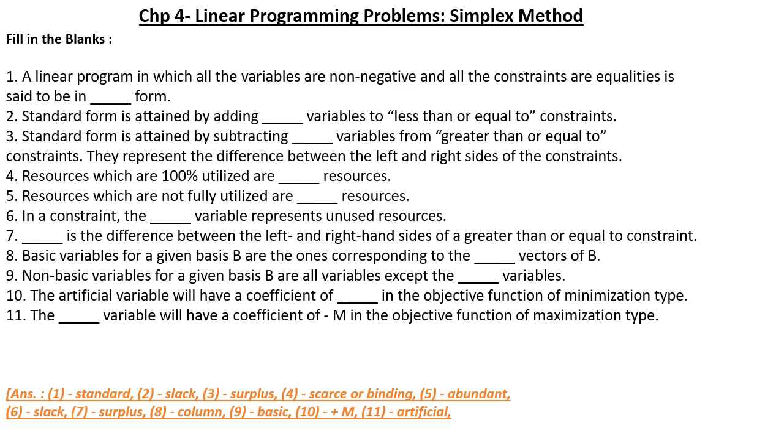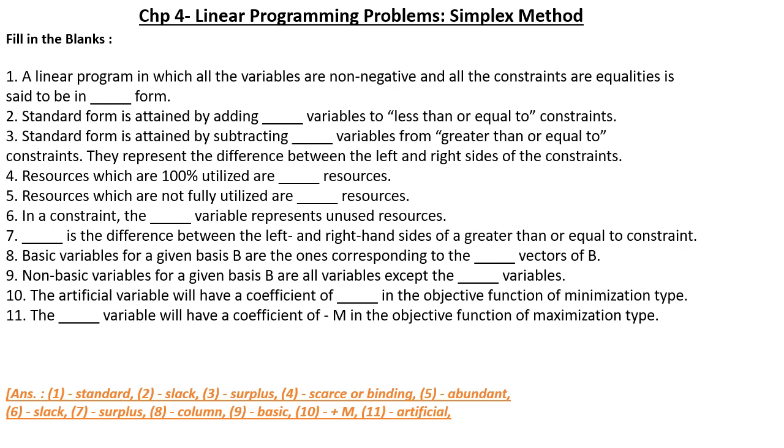Third, standard form is attained by subtracting a dash variable from a greater than or equal to constraint. Surplus variable. Correct answer is surplus variable. Fourth, resources which are 100% utilized are dash resources. Scarce or binding resources. Fifth, resources which are not fully utilized are dash resources. Abundant resources.